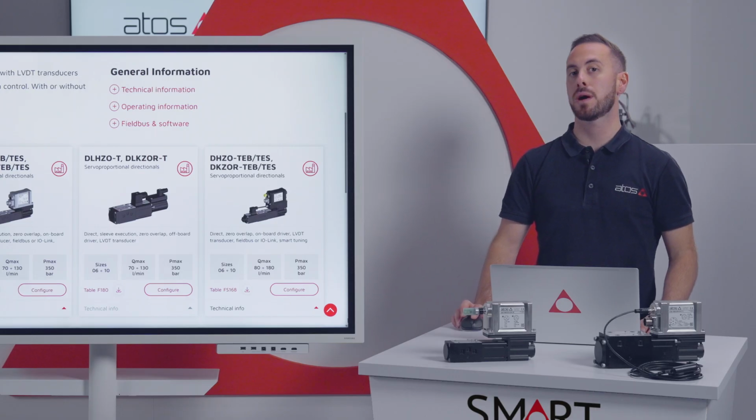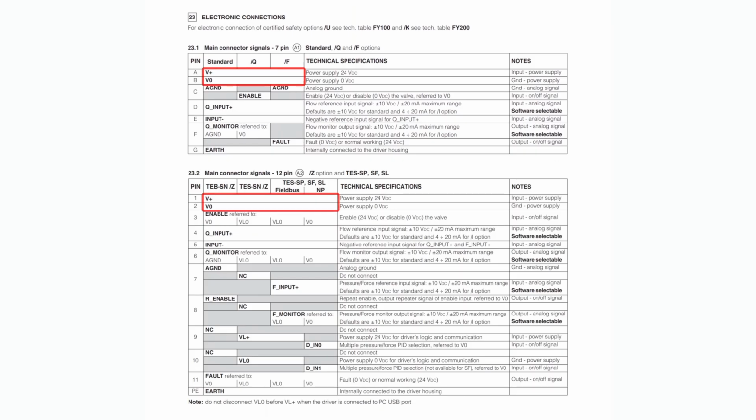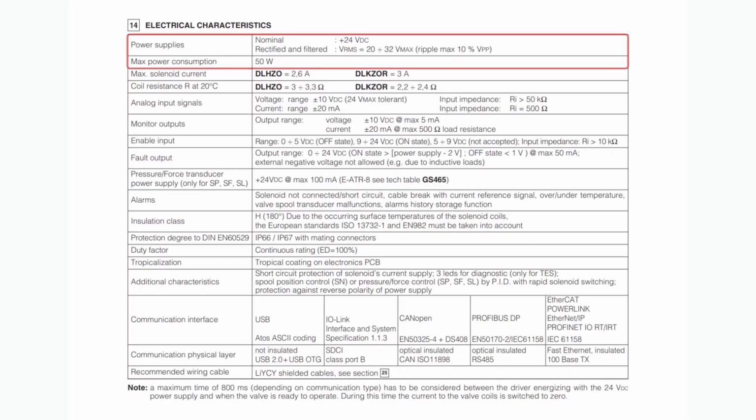Also, confirm that the power supply level is stable between the V+, V0 or VL+, VL0 pins. Excessive voltage ripple may cause intermittent disconnection between the valve and the programming software. It is also very important to ensure that, in addition to the correct voltage, the power supply is properly dimensioned in terms of power relative to the device connected to it.